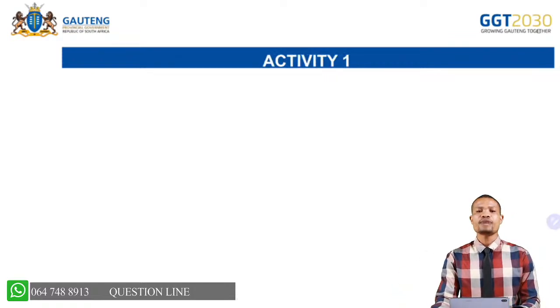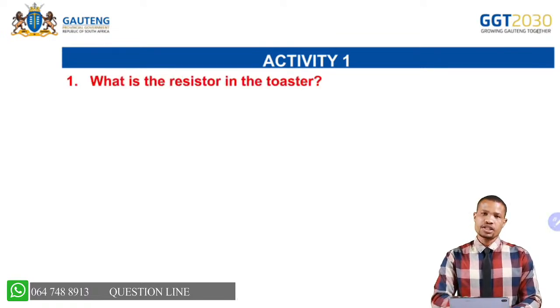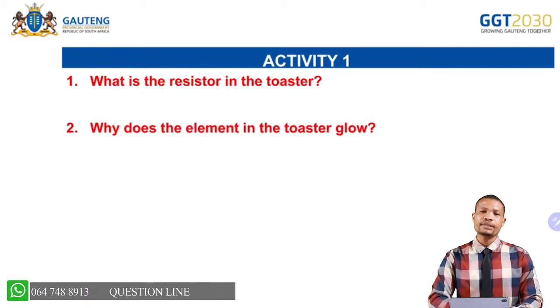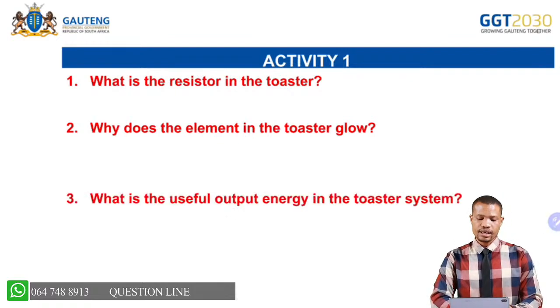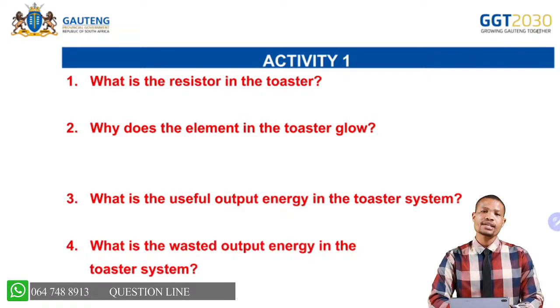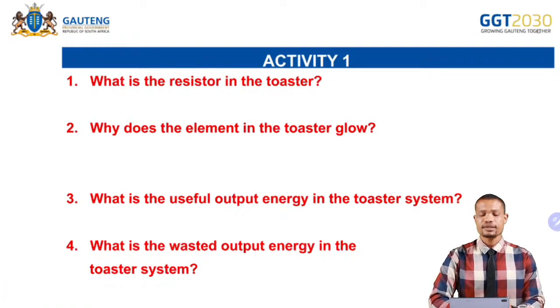Okay, now let's do our activity. First question, what is the resistor in the toaster? The toaster at home, what is the resistor inside it? Question 2, why does the element in the toaster glow? Question 3, what is the useful output energy in the toaster? And lastly, what is the wasted energy output in the toaster system?